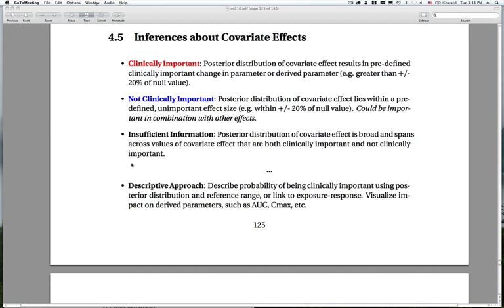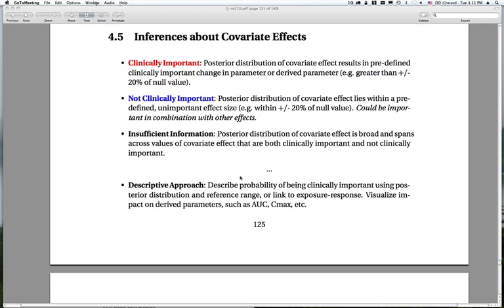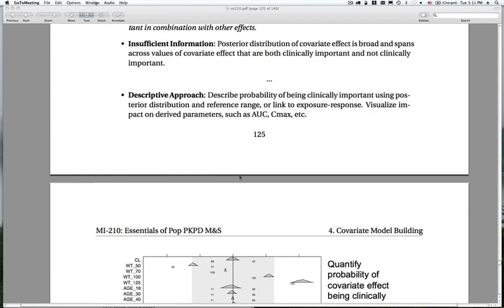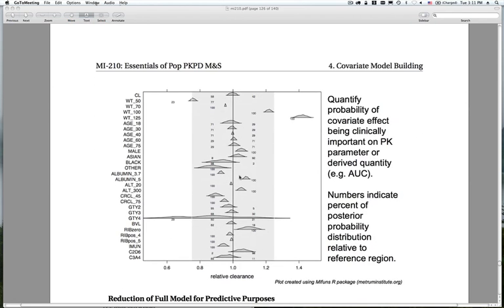In addition to those categories, we could just be descriptive about the effects, where we describe the probability of being clinically important using the posterior distribution, the reference range, link it to exposure response potentially, look at the impact on derived parameters such as AUC and Cmax. These are all possibilities. And here's an example of doing that, where we're looking now at effects of covariates on clearance relative to the reference individual.